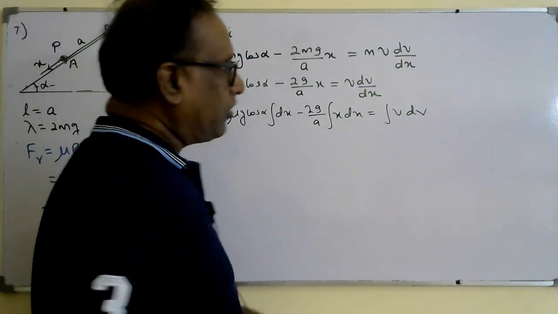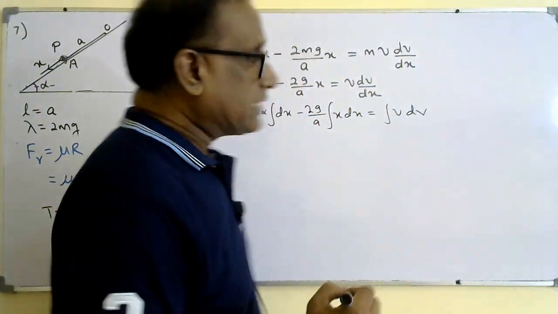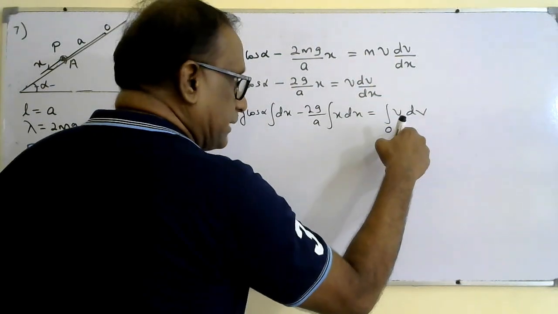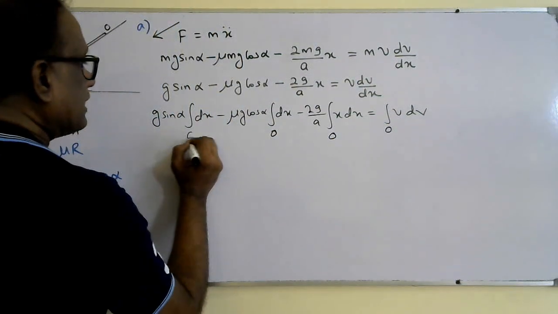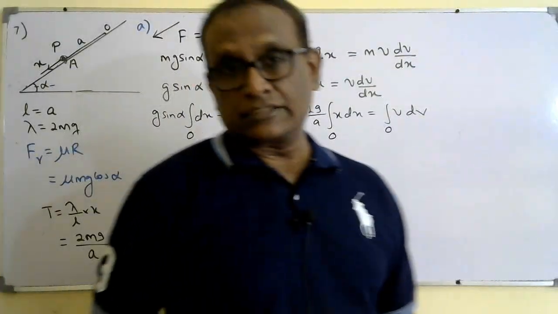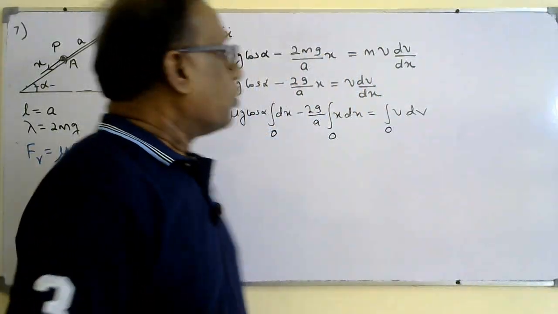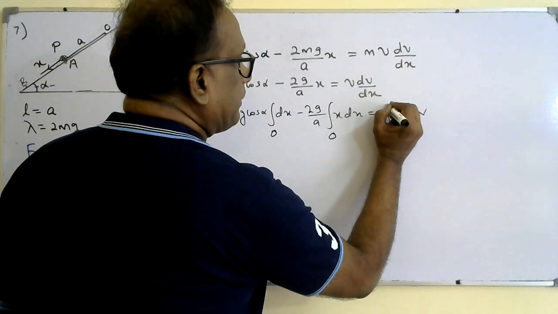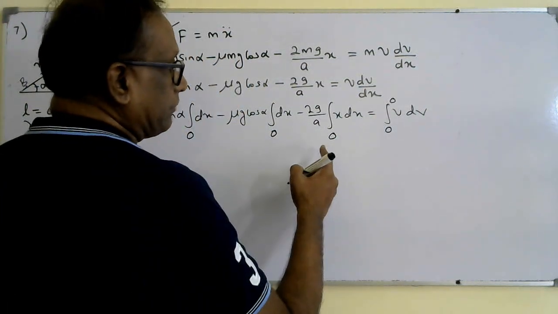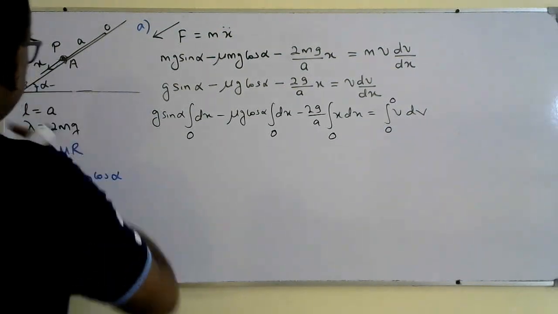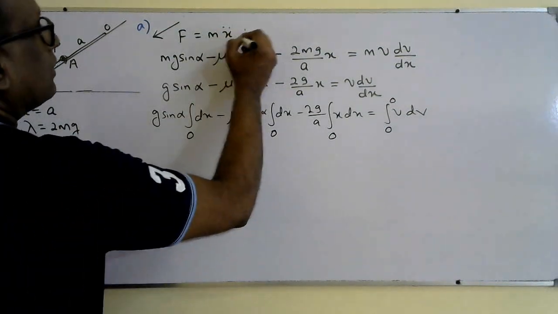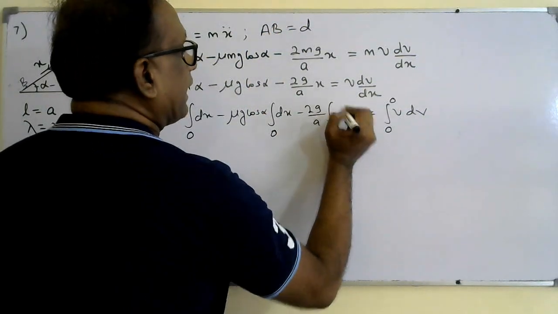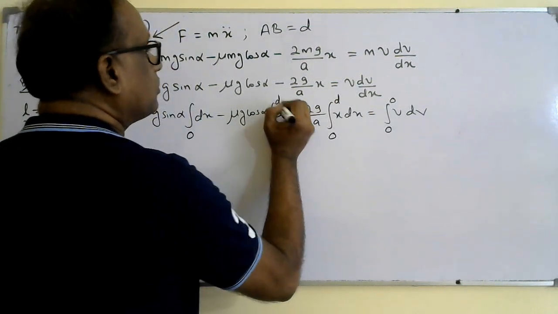Okay, so here the limit for v: initially the particle was at rest, it was released from rest, so the initial speed is 0. When the initial speed is 0, x is 0, because it's released from A where there is no displacement, no extension. When the particle reaches the point B where it comes to rest, the speed becomes 0 again. At that time, we are going to find the distance moved along the plane. So we'll take AB, the length it's moving from A to B, as d. So we are going to integrate x from 0 to d.